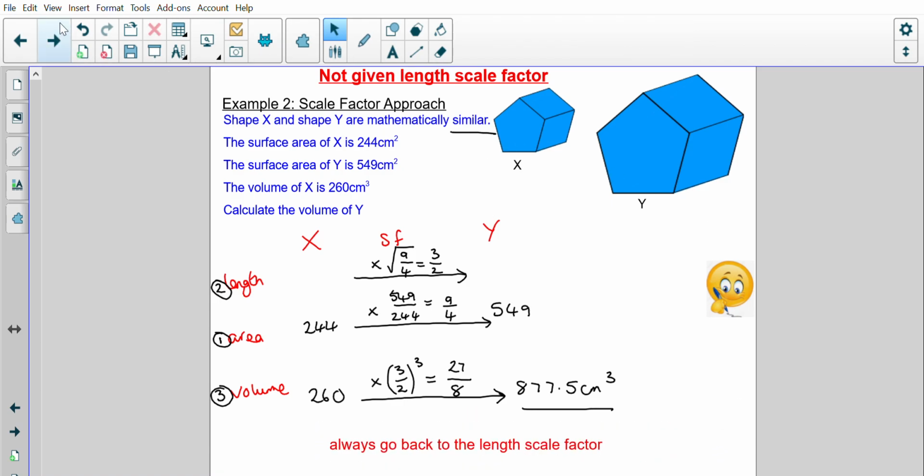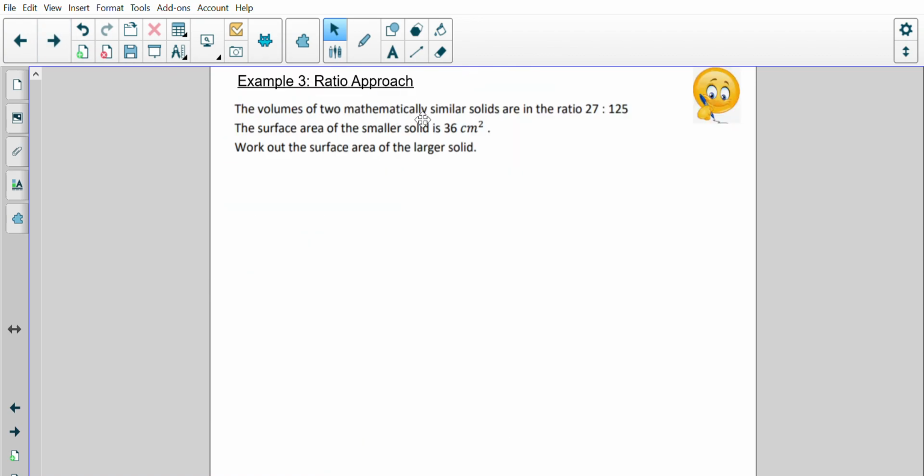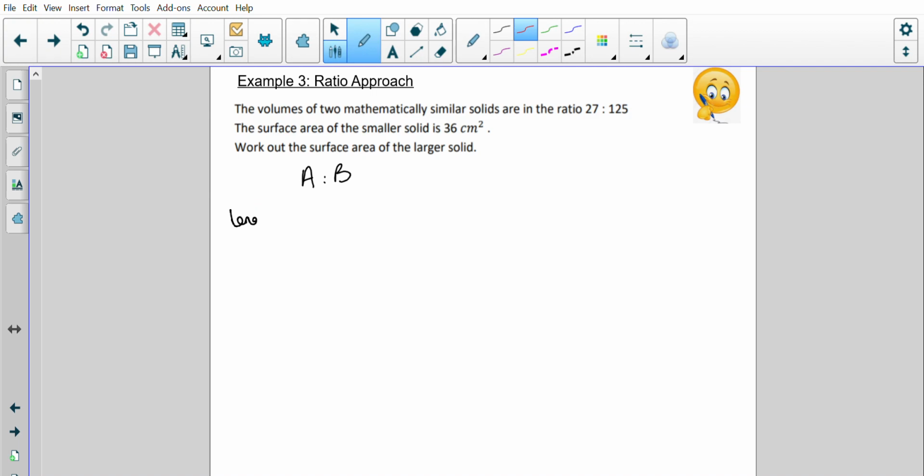Right, we're going to have a look at one more example, but this time we're going to look at a ratio approach where we're given the scale factors as a ratio, because these seem to be more popular these days. So this time I'm still going to use a table approach, but I've got A to B, and I'm still going to have my length, area and volume down the side.